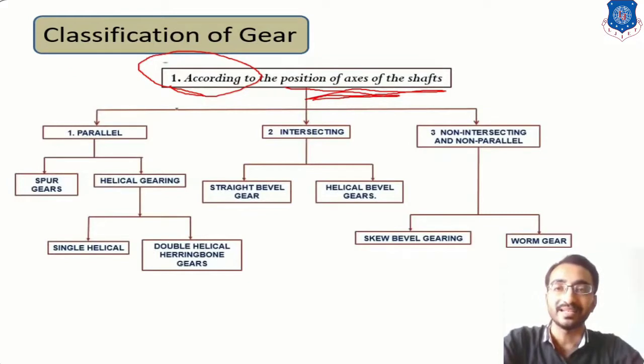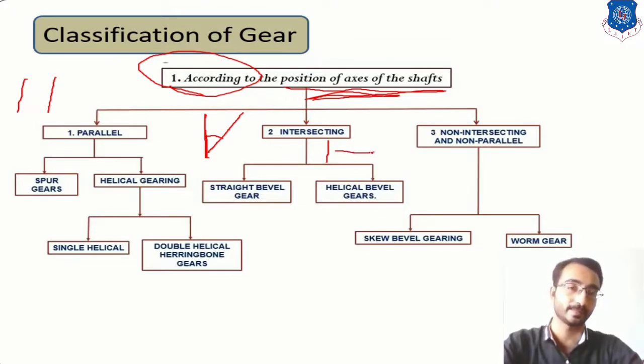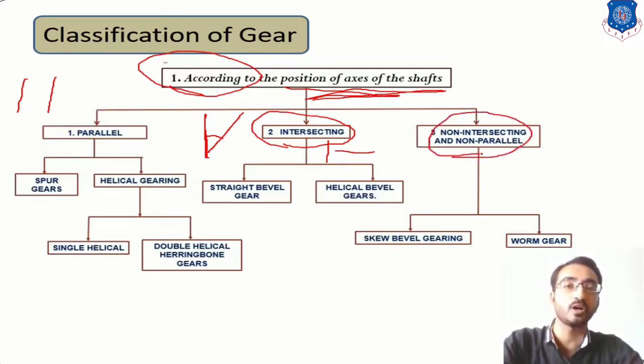So the first one is if the shaft axes are parallel to each other. Then the second classification is where the shaft axes are intersecting. For example, this one is your shaft A and shaft B is arranged in such a manner that you have to transmit power between these two angles, or between two shafts having a 90-degree angle between them. In that case, the second type of gear came into picture. And if the axes are non-intersecting and non-parallel, then these types of gears are used. Okay, so let's learn this classification one by one in detail.